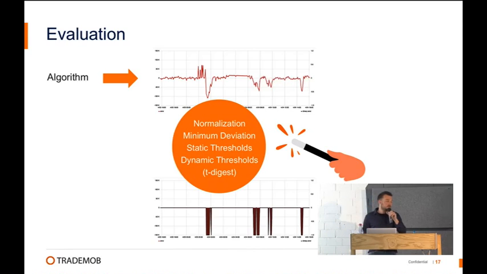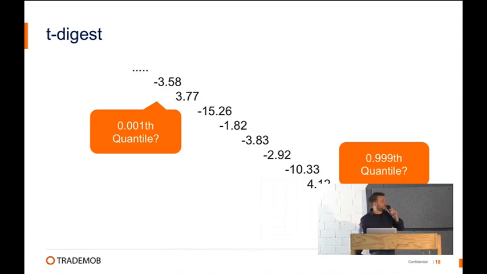The last part is going to be about dynamic thresholds. So how do we estimate those? And what we use for this is a data structure called T-digest. It was originally implemented, and I guess invented, by Ted Dunning.